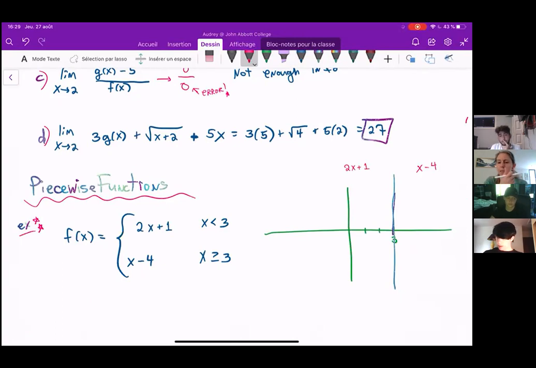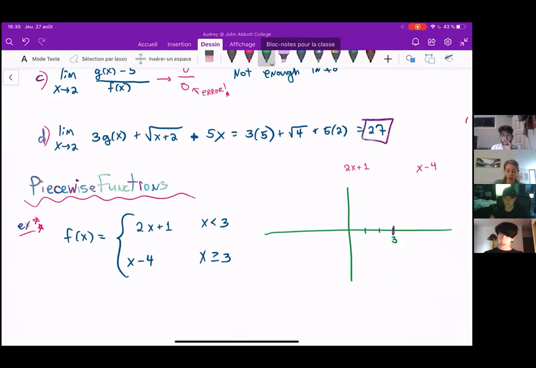How do I graph 2x plus 1? What shape is that going to take? You got it. Straight line. Just going to be a straight line. There you go. So we're going to graph that. I'm going to erase our separation line right now.